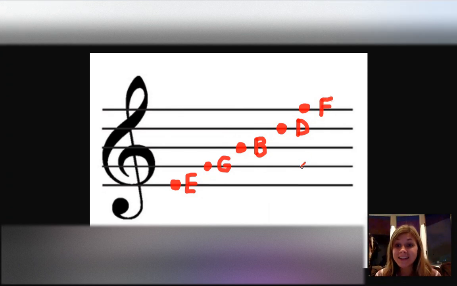Excellent. So that is how I figure out the lines on my treble clef staff. All right, I'll see you in the next video to talk about our spaces.